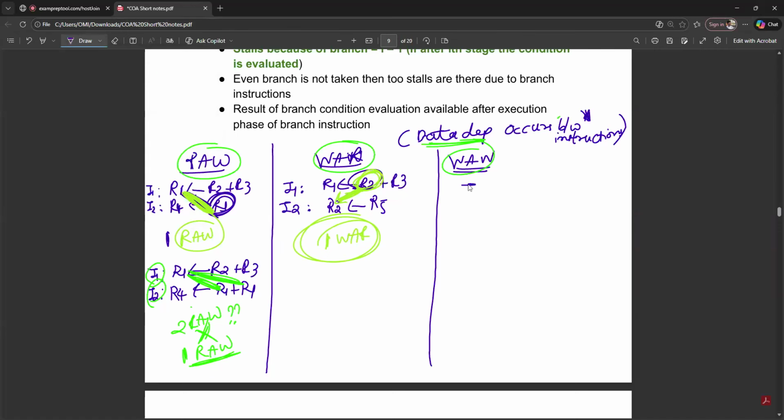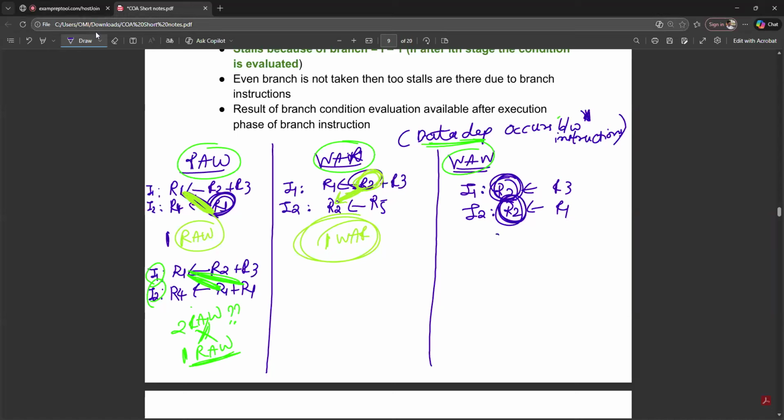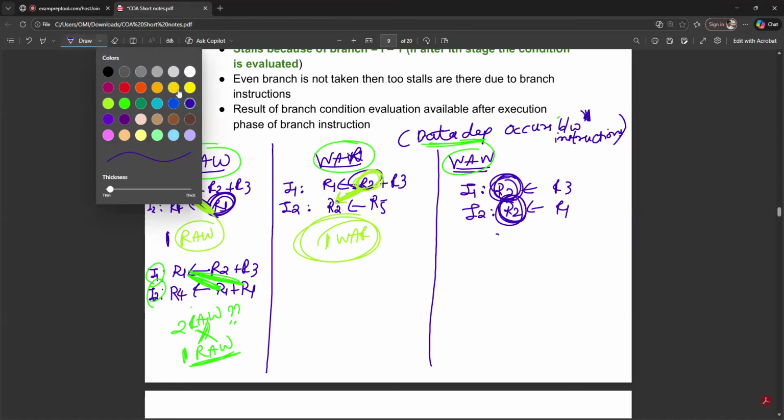Now what is WAW? It is write after write, which means that if I1 writes R2 and another instruction also writes R2, you are writing it after writing it. So, write after write. This way you can find the dependency.